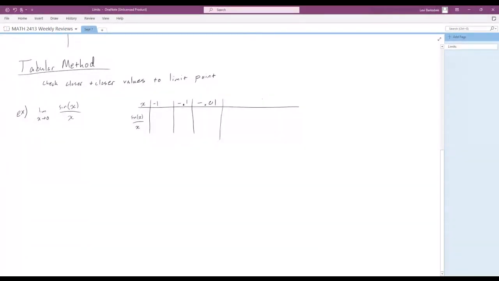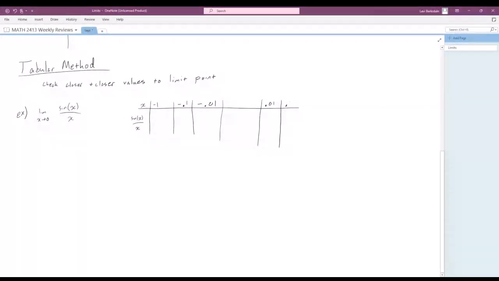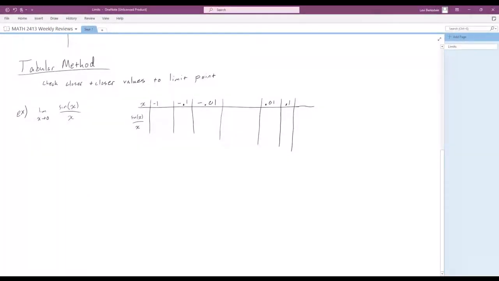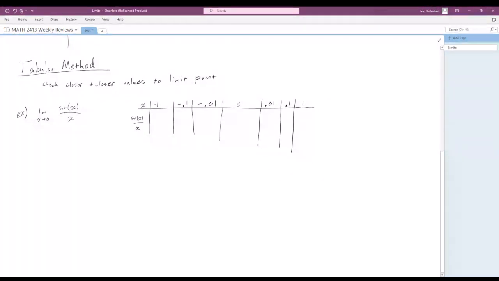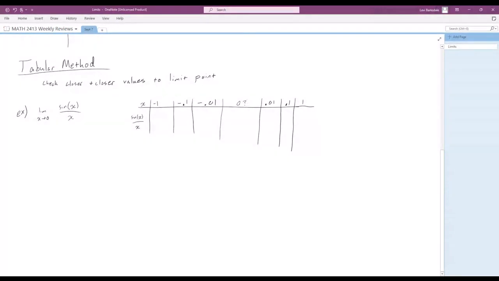-0.01. And also I want to check from the right-hand side as well, because we need to make sure that they match. They approach the same value. So I'm going to check 0.01, 0.1, and 1 as well. And as you can see from the left-hand side, we're getting closer and closer values to what's actually 0. We don't necessarily know the value at here, but we can estimate it based on these closer and closer values.